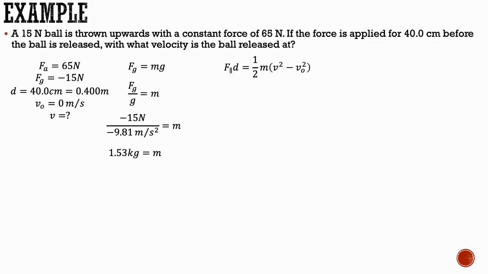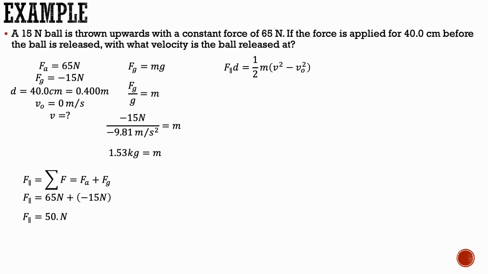And then for our force parallel, we also need to get our net force. So we'll look at the sum of our forces, which is our force applied plus force of gravity. So 65 plus negative 15. So we have a net force of 50 newtons being applied to this ball.